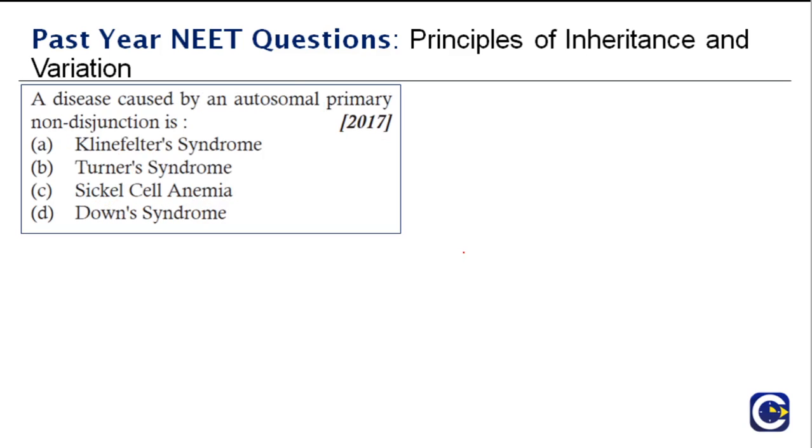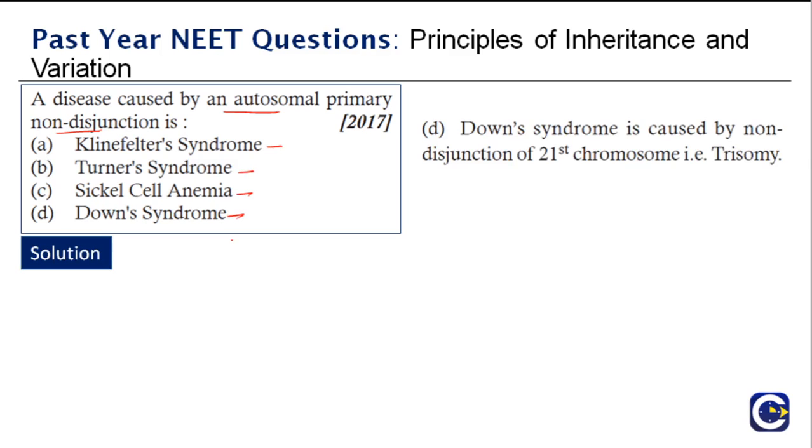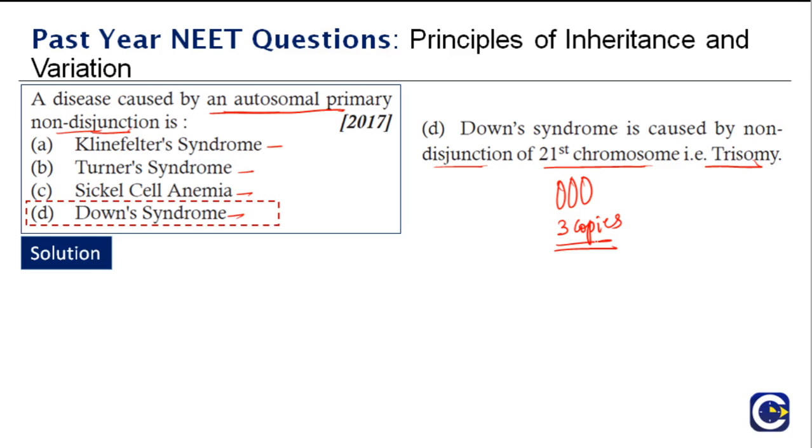A disease caused by an autosomal primary non-disjunction is it Klinefelter syndrome, Turner syndrome, sickle cell anemia, or Down syndrome? So what is the answer? The answer is D. It is Down syndrome because it is caused by an autosomal non-disjunction. Down syndrome is caused by non-disjunction of chromosome 21, that is trisomy. Therefore, chromosome 21 is present in 3 copies, and this is called trisomy. So a disease caused by autosomal primary non-disjunction is D, Down syndrome.